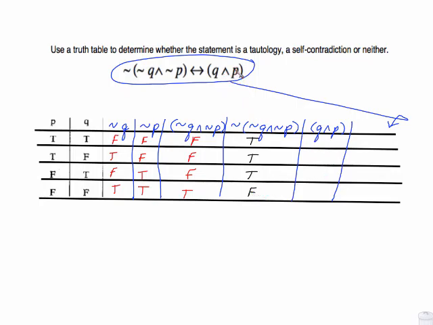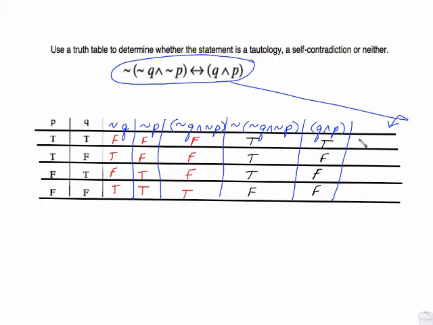Now I'm dealing with just this part right here, Q and P, plain old regular Q and P. So I'm going back to these two columns. And again, the only time an and statement is true is if both of the individual statements are true. So for this P and Q, this would be true, and the rest of these will be false.